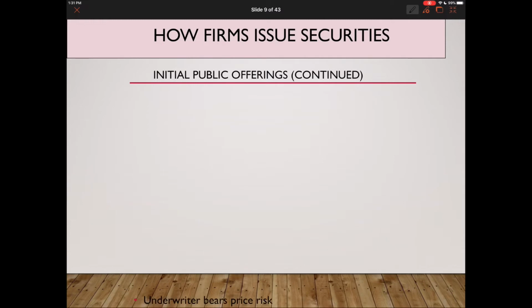IPO process. These underwriters bear what is called price risk. So I talked about the firm commitment underwriting, where they are purchasing the shares from the company having the IPO and then redistributing or selling them out on the market to investors. So if the underwriters are left with unmarketable securities, they have to sell at a loss on the secondary market. This is what price risk is for these underwriters.